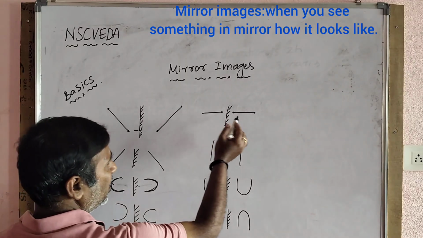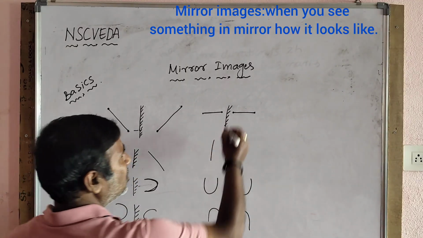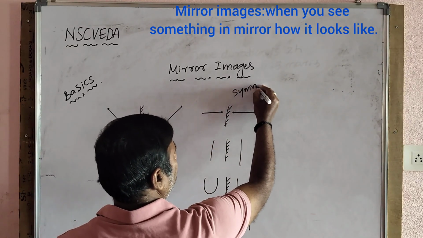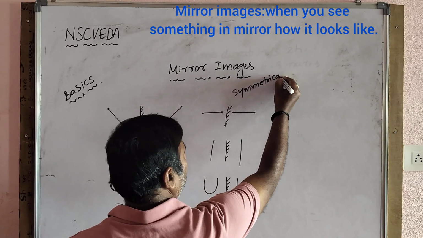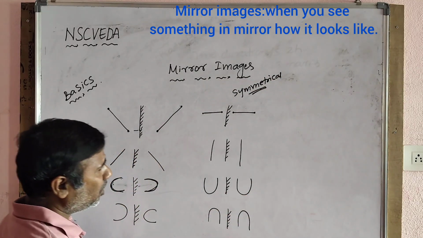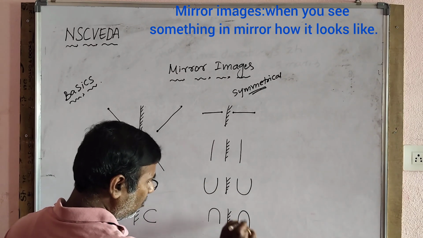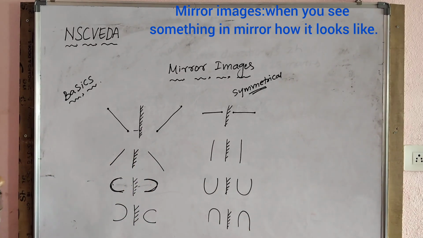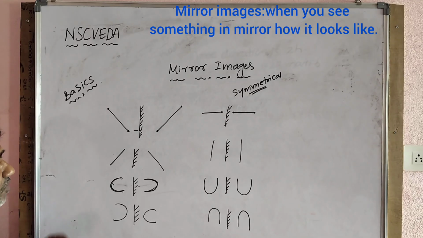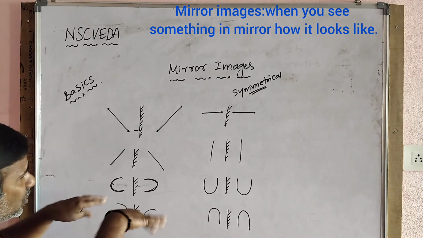For example, a sleeping line looks like a sleeping line only. That is called symmetrical. Symmetrical means if it looks the same, that is called symmetrical. A standing line will be a standing line. You see this U curve, upper curve, like that. So these are some basics. Next, we will form some shapes with a combination of these basics.